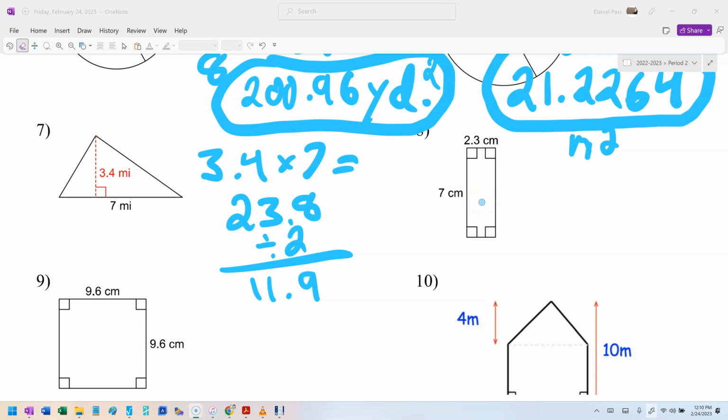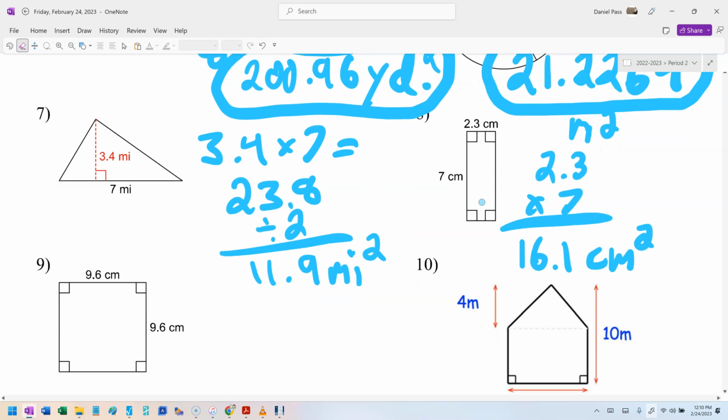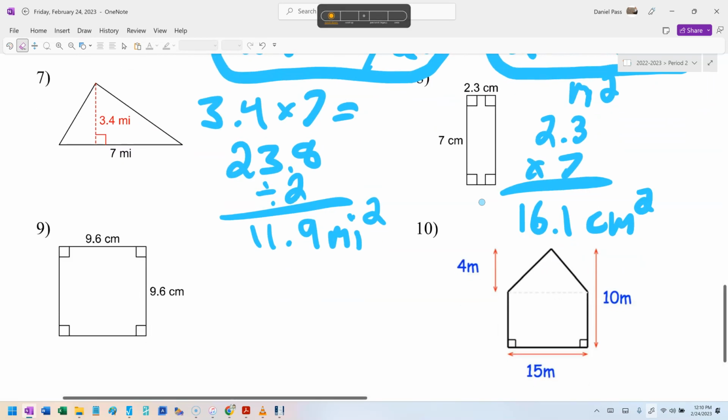Next one, you would do 2.3 times 7. Miles squared. Okay, 2.3 times 7, which gives you 16.1, and that is centimeters squared. Okay. All right. Any questions so far? No. Okay. All right.